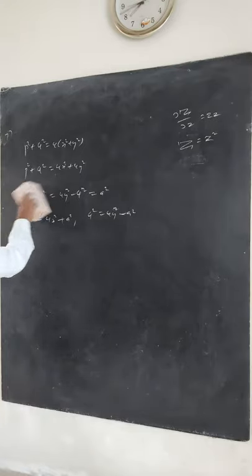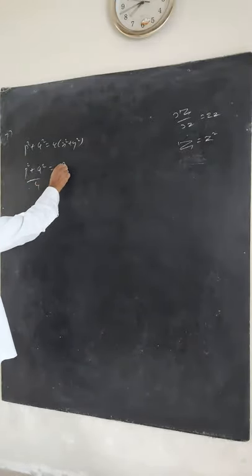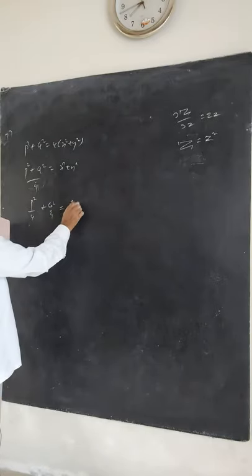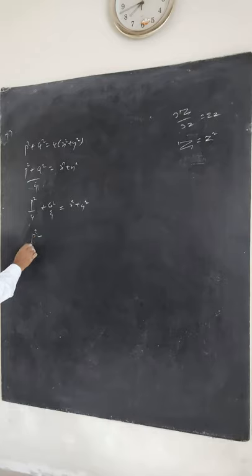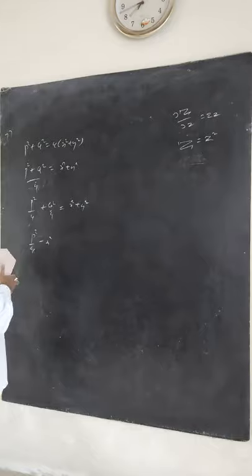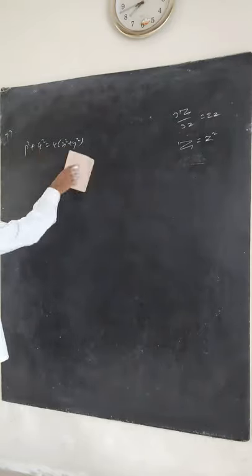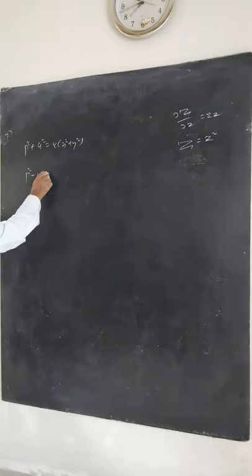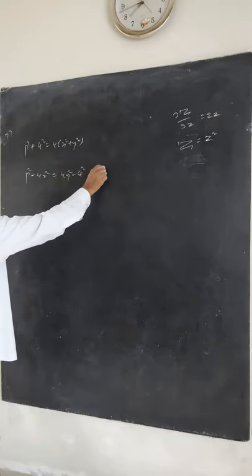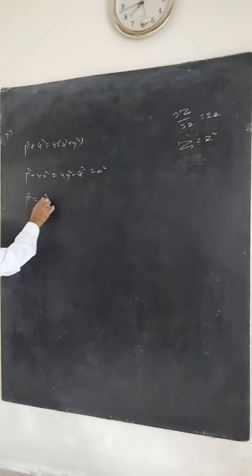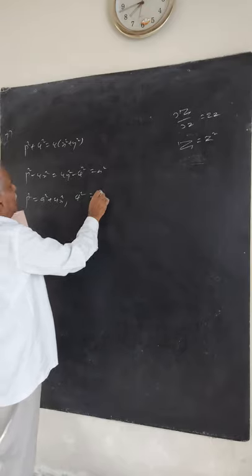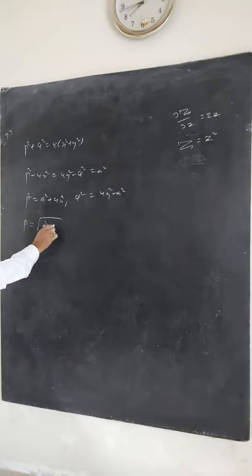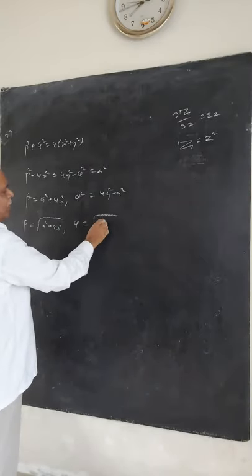Let us do this in this way also. Dividing by 4: x square plus y square. P square by 4 plus Q square by 4 equal to x square plus y square. P square by 4 minus x square, all are same. P square minus 4x square equal to 4y square minus Q square equal to a square. P square equal to a square plus 4x square, Q square equal to 4y square minus a square. Capital P equal to root of a square plus 4x square, capital Q equal to root of 4y square minus a square.